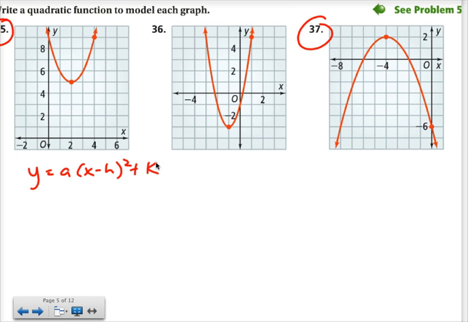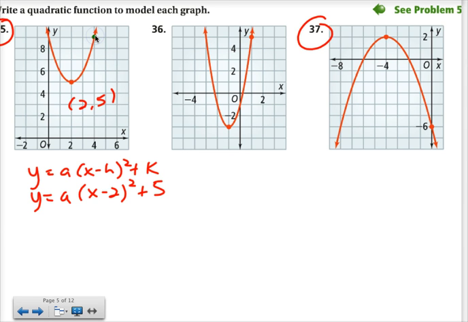And I noticed from the graph that my vertex is at the point (2, 5). So I'm going to go ahead and put that in for h and k. So y equals a(x minus 2) squared plus 5. And in order to find a, in order for that to be the only variable left in this equation, I'm going to have to figure out something to put in for x and y. And that's just any other point that's on the graph.